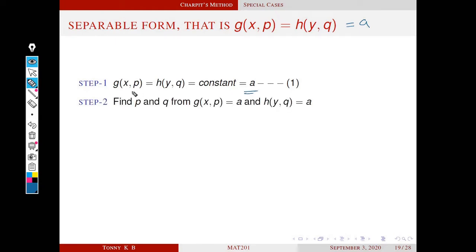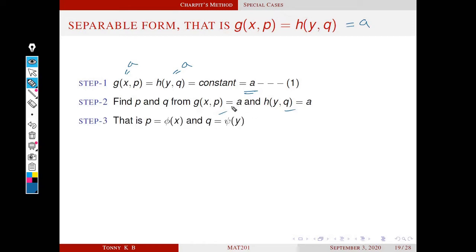Now we have two equations. One is g(x,p) equal to a and the other is h(y,q) equal to a. By solving this equation, we get p in terms of x and a, but a is a constant, so ultimately p in terms of x. And similarly, by solving the other equation, we get q in terms of y.